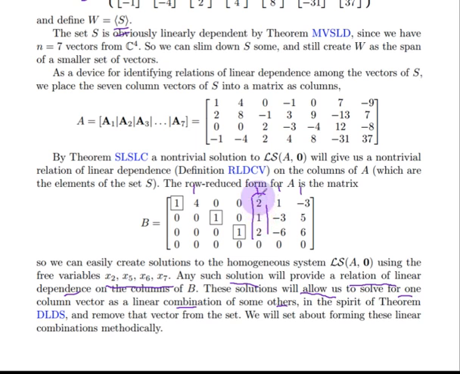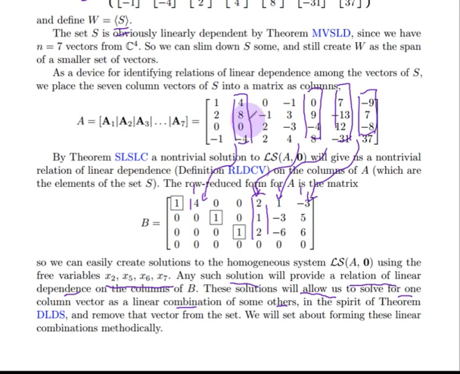Now, I shouldn't circle these, but I should circle these columns here. The columns that correspond to free variables are the last 3, I'm sorry, and this one too, and this one too. All of these columns that end up corresponding to free variables will be expressible as linear combinations of the other columns. All right, that's what's going to happen.